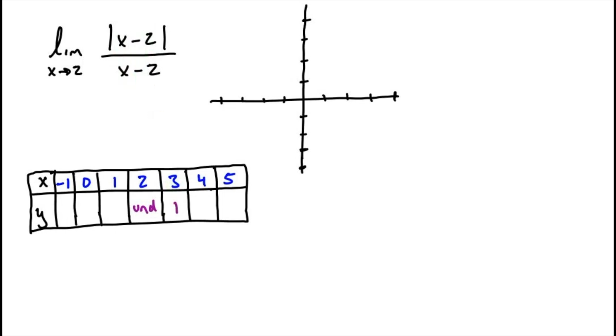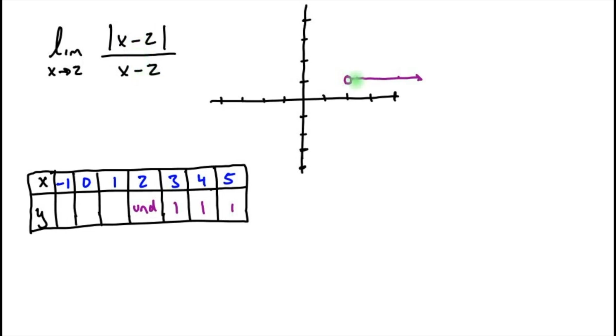If I plug in 4, I'm going to get 2 over 2. Also reduces to 1. I plug in 5, I'm going to get 3 over 3, which also reduces to 1. The absolute value doesn't do anything when I plug in values bigger than 2. So if I go to my graph, I know when I plug in 2, it's undefined, so that's going to be an open circle. And every single value that I plug in that's bigger than 2 all evaluates to 1, so it's just going to be a horizontal line at 1 pointing out to the right.